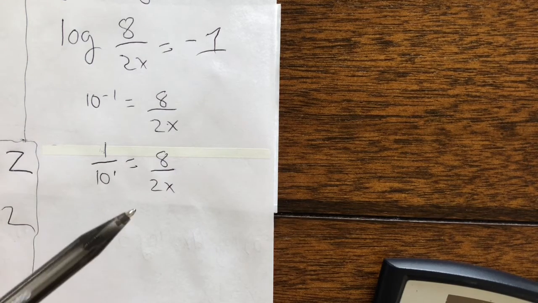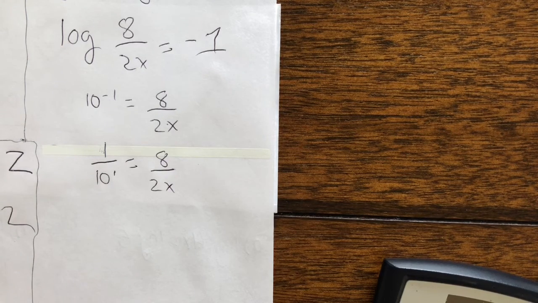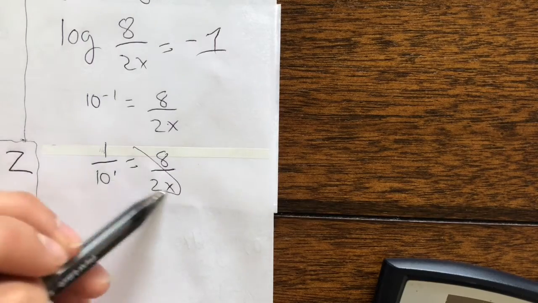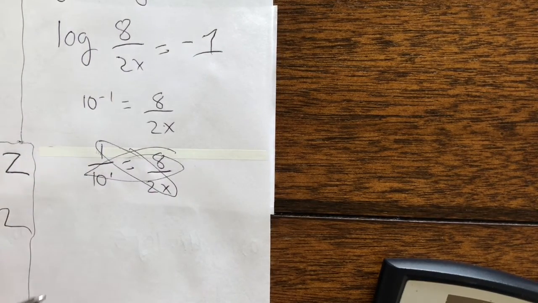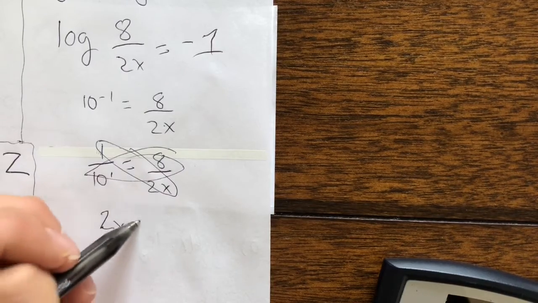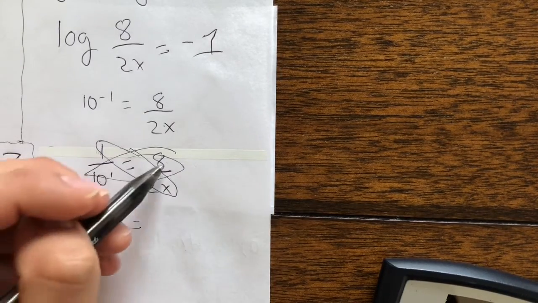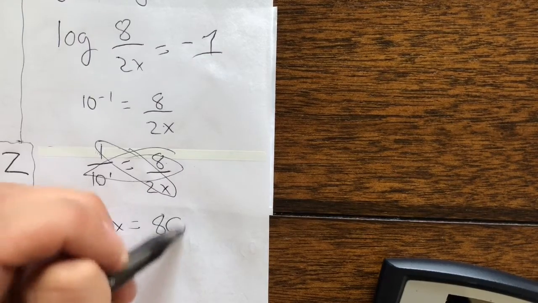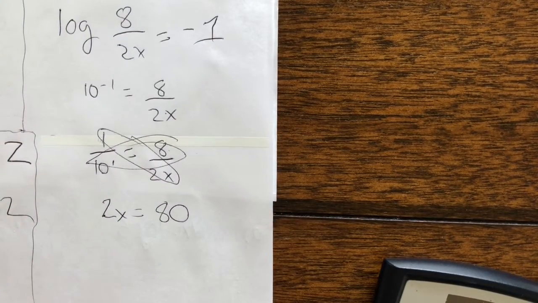So in this situation, what I can do is cross multiply. So I cross multiply. 1 times 2x is 2x. And 10 times 8 is 80. So now all I need to do is divide both sides by 2.